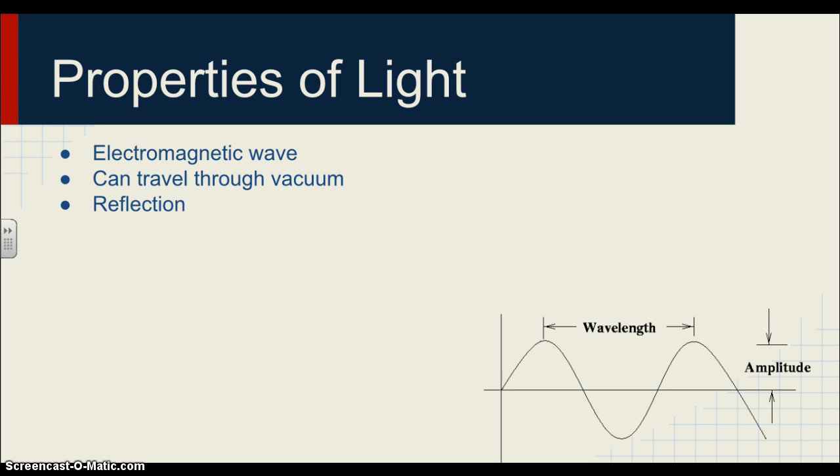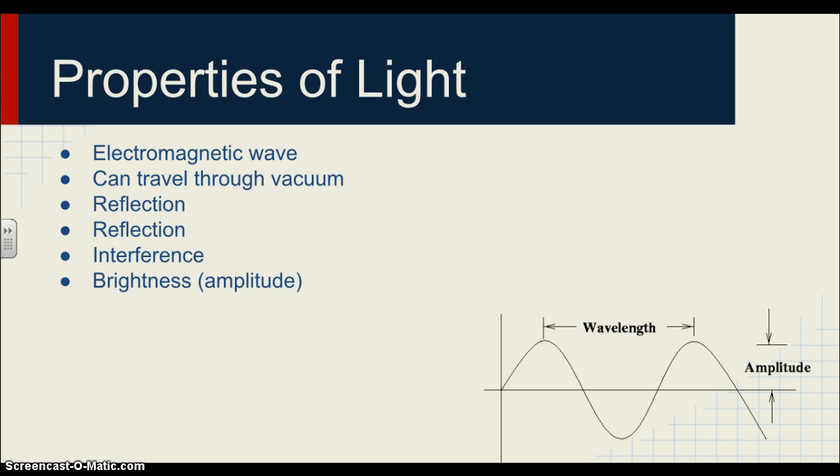Light can reflect. It can hit a surface and bounce off. Light can refract, which means it can bend as it enters a new substance it's traveling through. Light can interfere, which means it can add up with another wave and get brighter, or it can subtract with a wave and get darker.